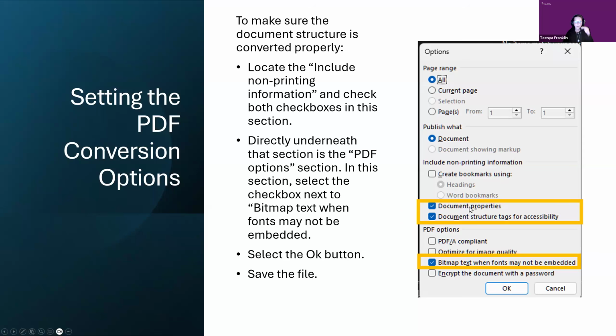And this is what you want to make sure you do. You're going to locate the Include Non-Printing Information section. You're going to make sure that both checkboxes for document properties and document structure tags for accessibility are selected. And then under PDF options, you want to make sure that bitmap text when fonts may not be embedded is selected. Then you're going to hit OK and you're going to save your file.